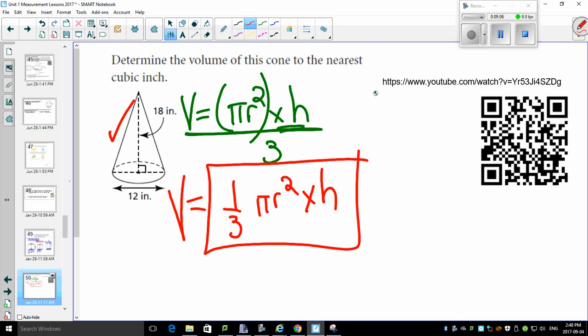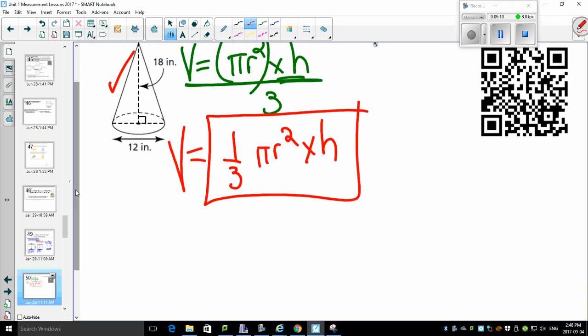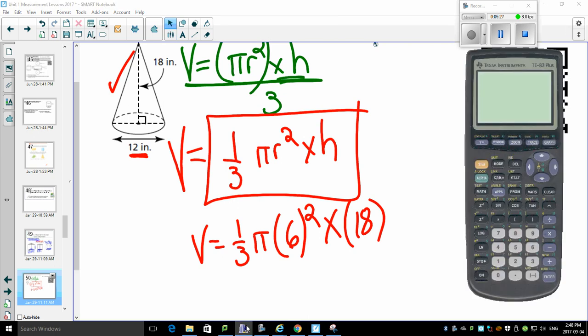All right, so using this information, let's solve this question. All right, so volume is 1/3 pi. Radius here, oh, that's diameter. So radius is half of that. That's 6 squared times the height, which is 18. Okay, pull up our handy dandy calculator. Turn that on, clear the stuff from the previous question.